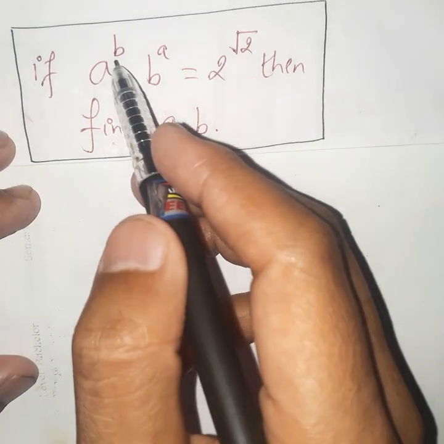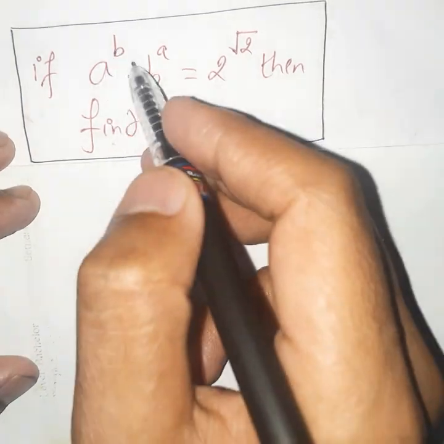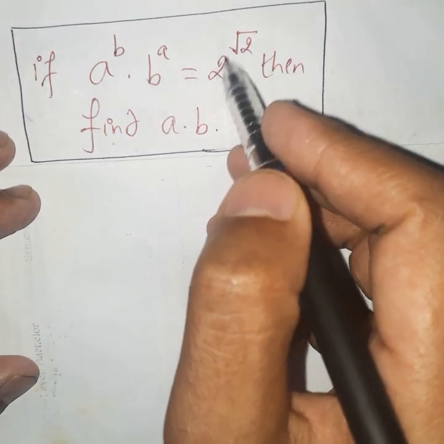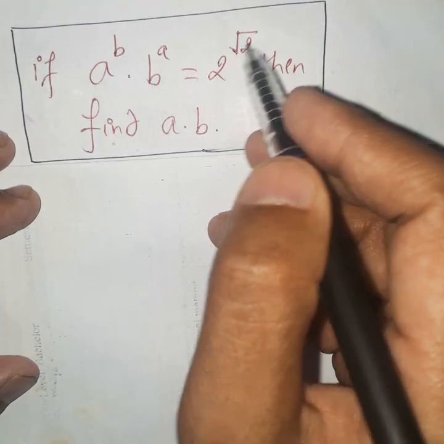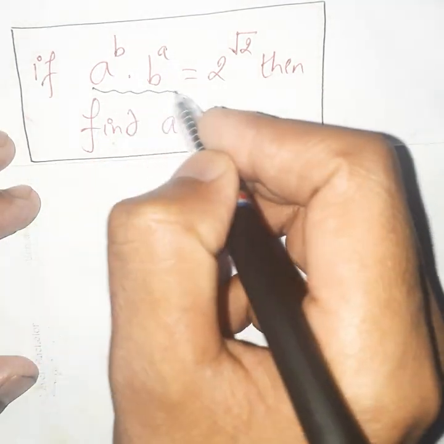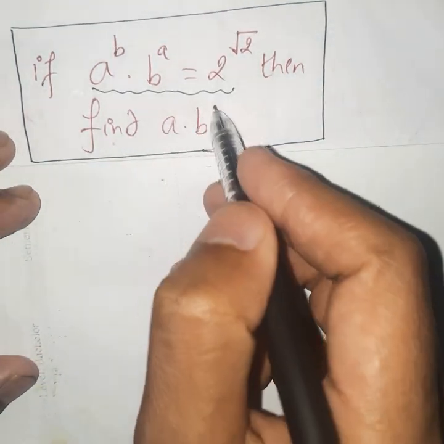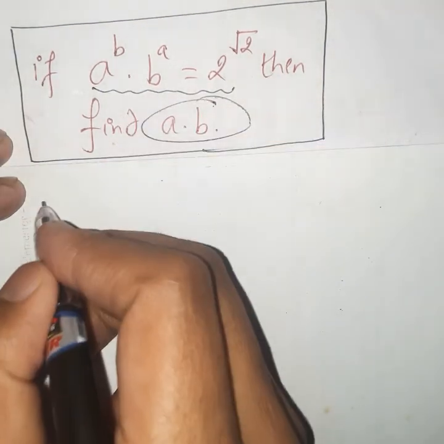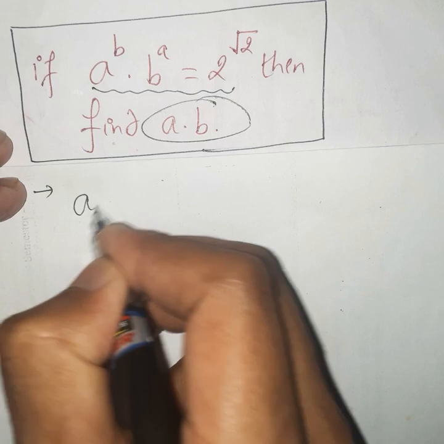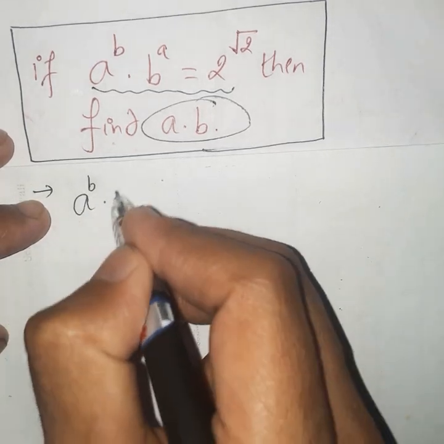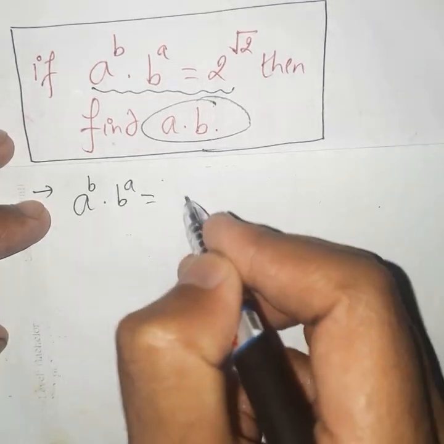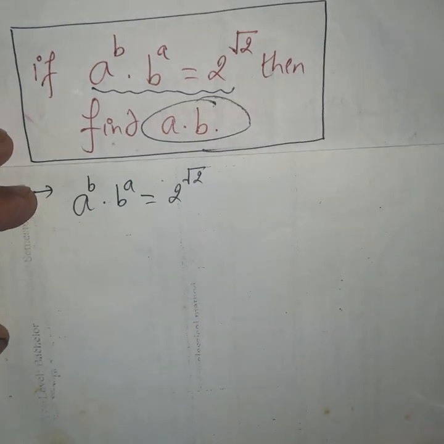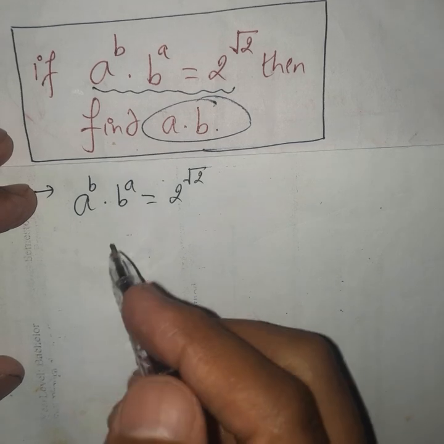Here the question given is a raised to the power of b times b raised to the power of a. This gives 2 raised to the power of square root 2. This is the given condition, and we have to find out the value of a times b. First of all, let's take the given condition. Here the given is a raised to the power of b times b raised to the power of a. This gives 2 raised to the power of square root 2.